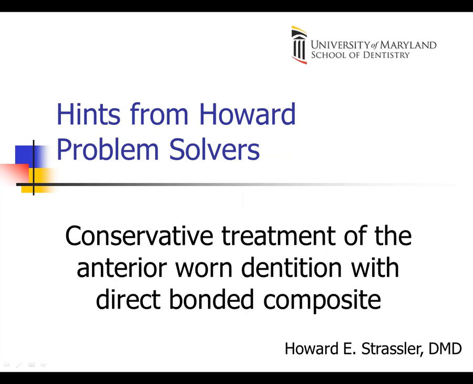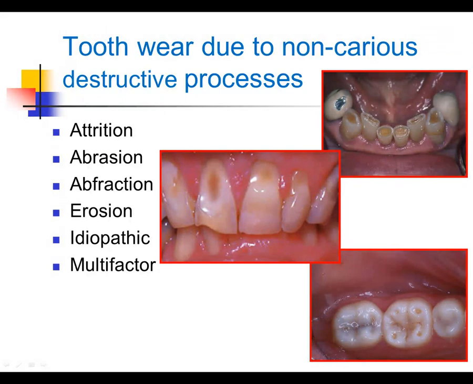This is Dr. Howard Strassler with a Hints from Howard Problem Solvers, Conservative Treatment of the Anterior Worn Dentition with Direct Bonded Composite Resin. We see tooth wear due to non-carious destructive practices, whether it be attrition, abrasion, abfraction, erosion, idiopathic lesions, or multifactorial. And here we're looking at images showing us examples of erosion, examples of attrition in the anterior and posterior arches.